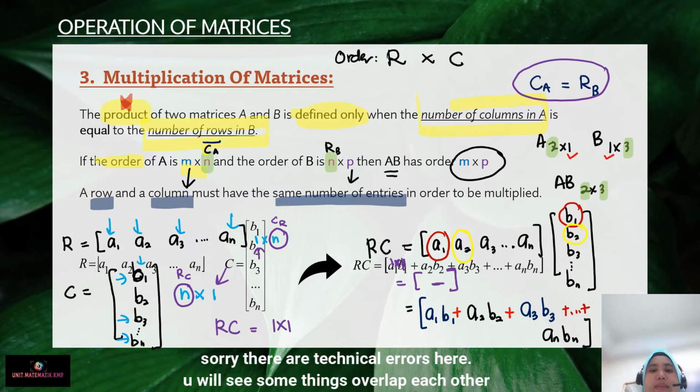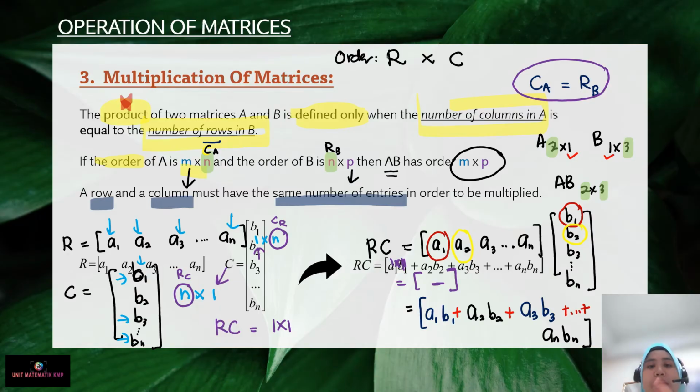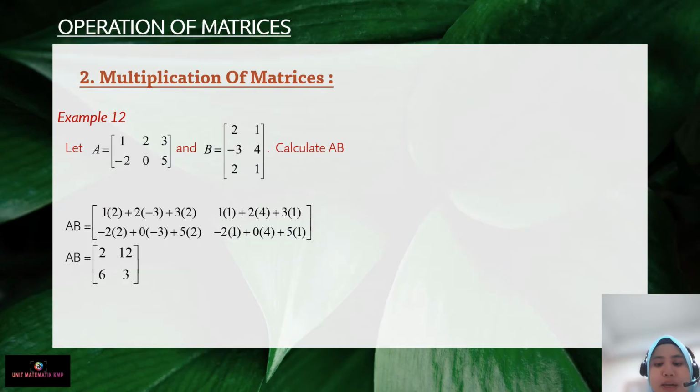Okay. If you are still confused, it's okay. We look at our example that we have and practice in your tutorial. Alright, so let's look at our example for multiplication of matrices. Let matrix A be this matrix. When you see a matrix, you can just note down the order. What is the order for this one? It is 2 by 3.